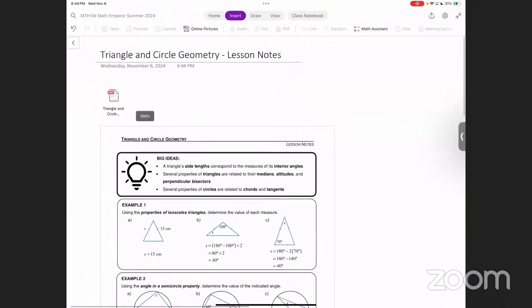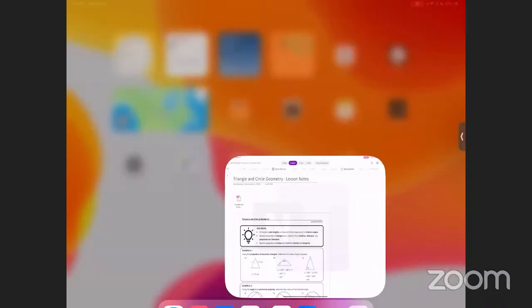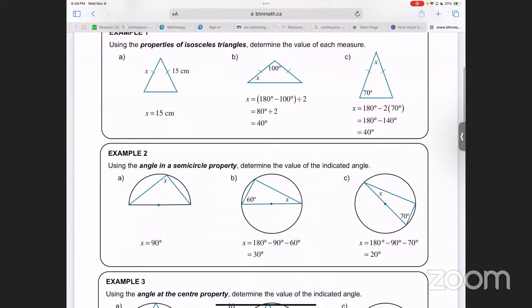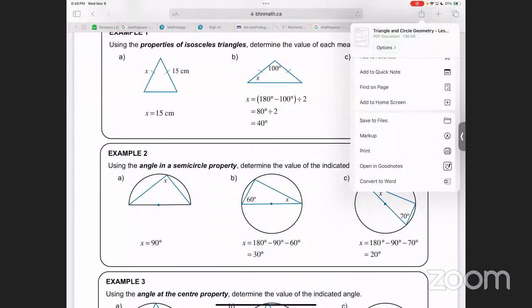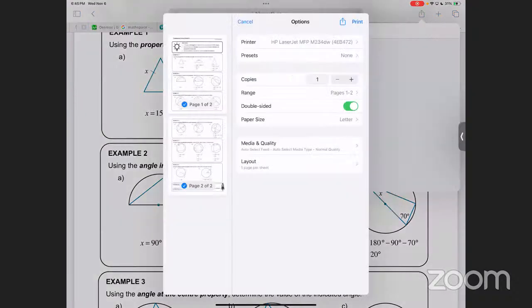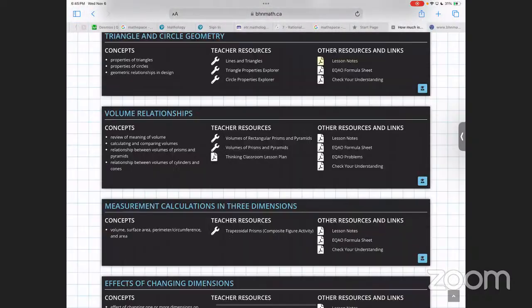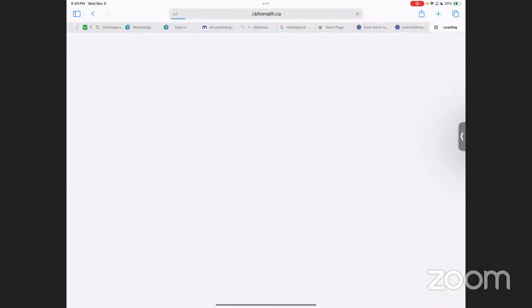All right, so we're going back to triangle geometry. For you, I'm going to print that page, and then also the practice on angle in a triangle.